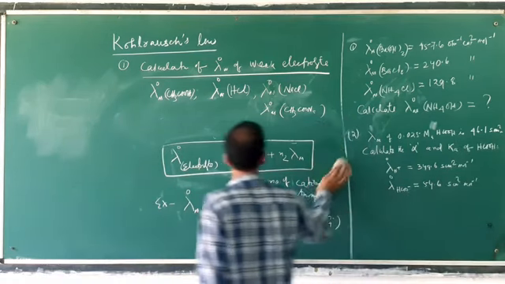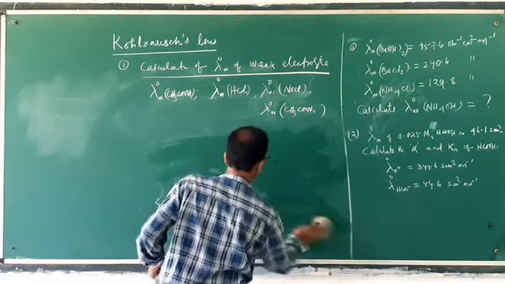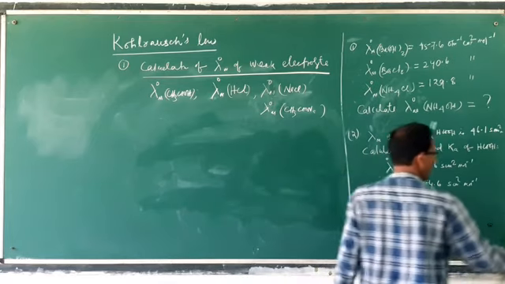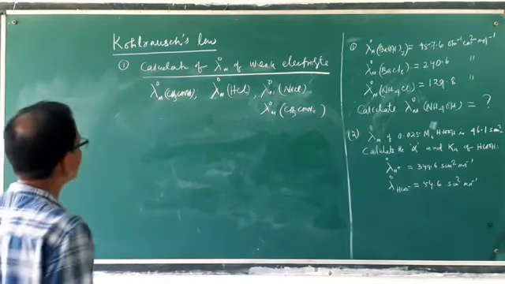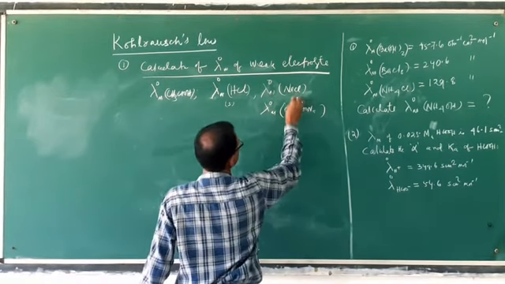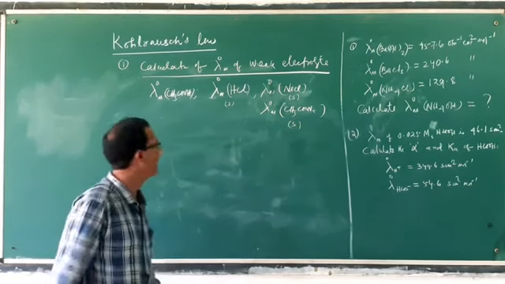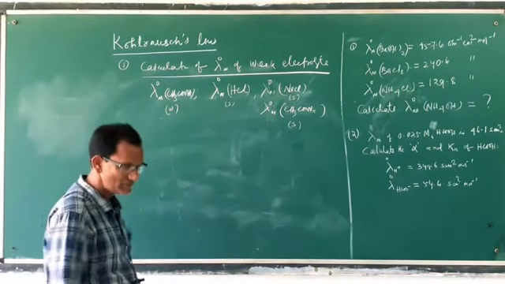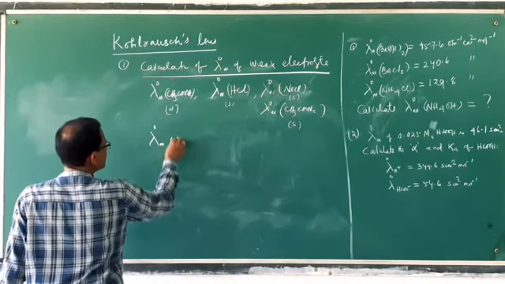These are the different lambda naught of electrolytes. But the question here is, what are the weak electrolytes and what are the strong electrolytes? Here, HCl is a strong electrolyte. Sodium chloride is also strong, and the sodium salt of acetic acid is also strong, and acetic acid is weak. So the question is, how can you calculate lambda naught of acetic acid?